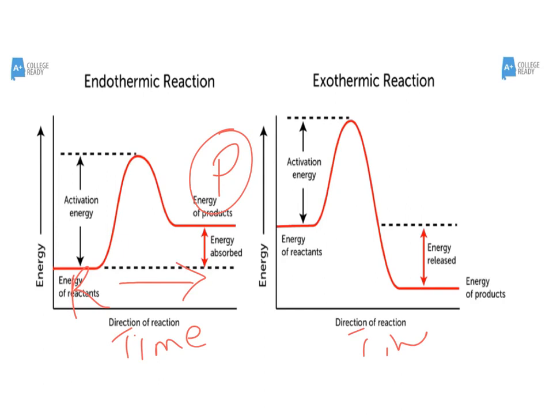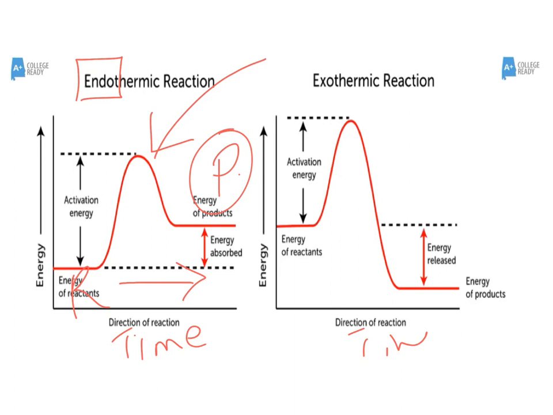Well, where did that energy come from? It had to come from outside in. So because the energy is moving from outside the system to inside the system, this is an endothermic reaction, where the products have more energy than the reactants.